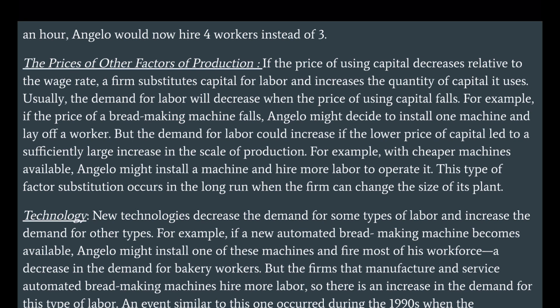Technology. New technologies decrease the demand for some types of labor and increase the demand for other types. For example, if a new automated bread making machine becomes available, Angelio might install one of these machines and fire most of its workforce, a decrease in demand for bakery workers. But the firms that manufacture and service automated bread making machines hire more labor. So there is an increase in demand for this type of labor.